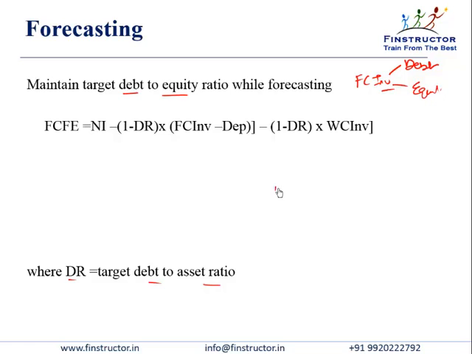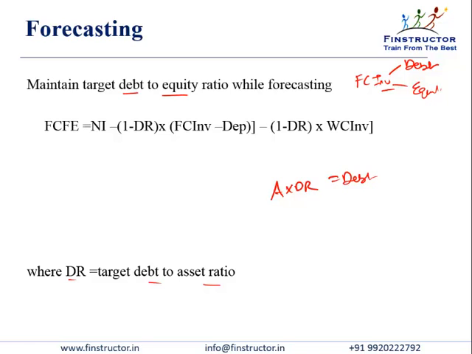Of the total asset investment of A, if the debt to assets ratio that we want to maintain is DR, then A into DR has to be the amount of debt in the company if A is the total assets, and the remaining will be the equity. The assets are funded by debt or equity.